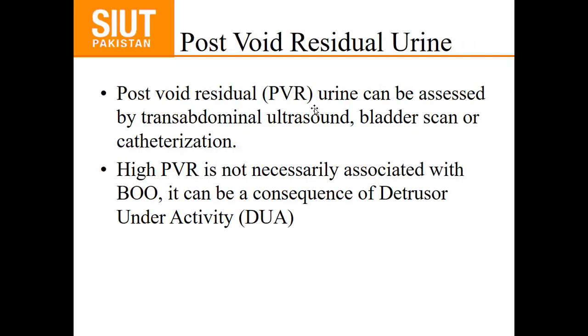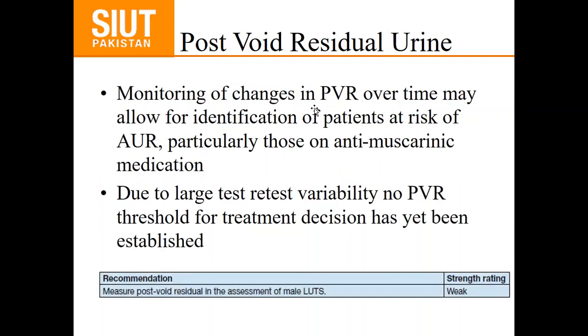Post-void residual urine is also measured, and it can be assessed by a trans-abdominal ultrasound or a bladder scan or catheterization. High post-void residual volume is not necessarily associated with bladder outlet obstruction. It can also be a consequence of detrusor underactivity. So monitoring of changes in post-void residual volume over time also allows identification of patients who are at risk of acute urinary retention, and particularly those on antimuscarinic medication.